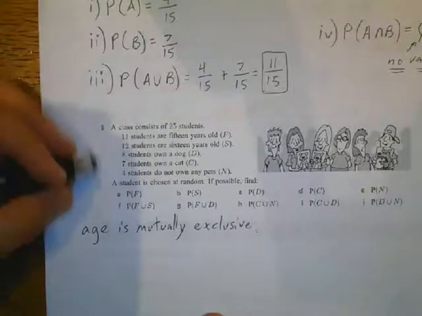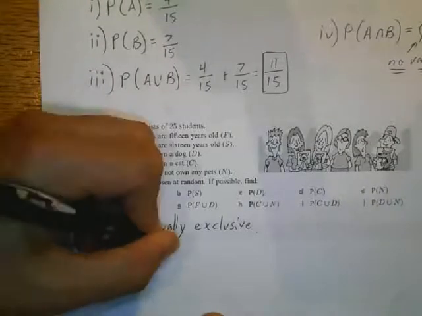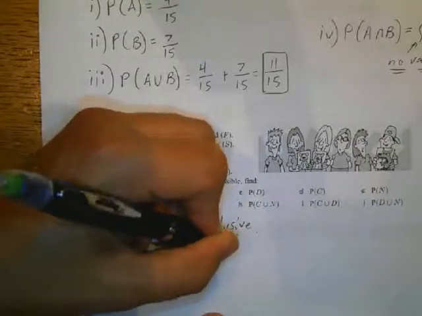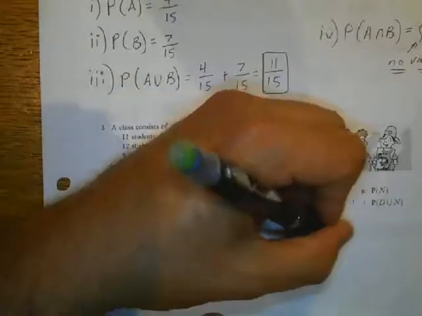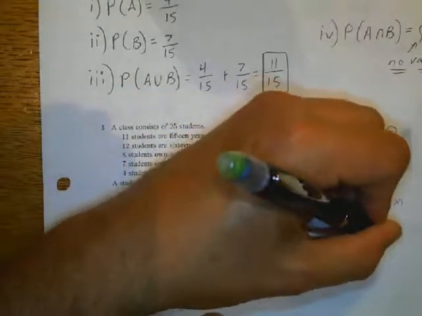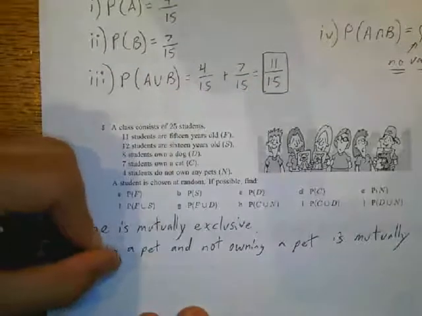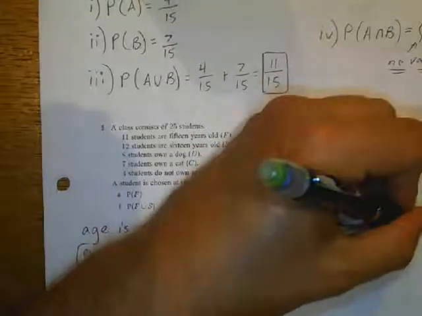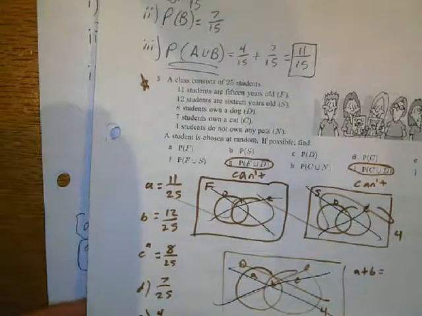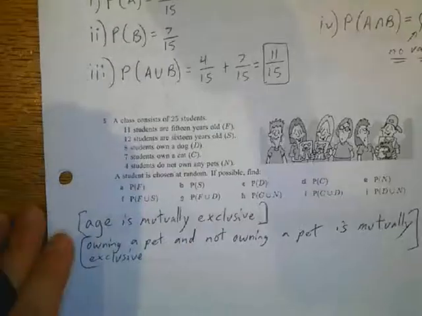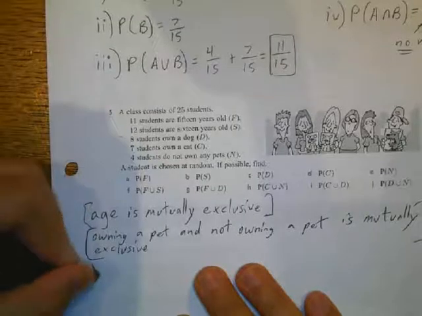And owning a pet and not owning a pet is mutually exclusive. So you need to think about this first, okay? At first I tried to do a whole bunch of different Venn diagrams, and then I realized, whoa, this isn't working. So then I started thinking, okay, let's look at this in terms of mutually exclusive.